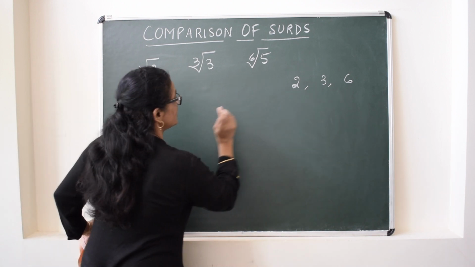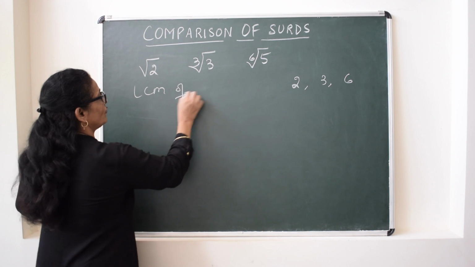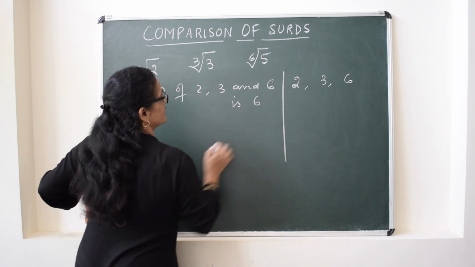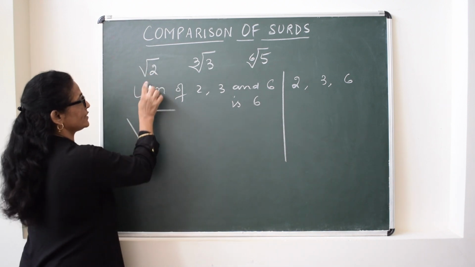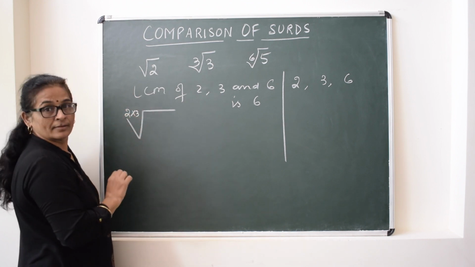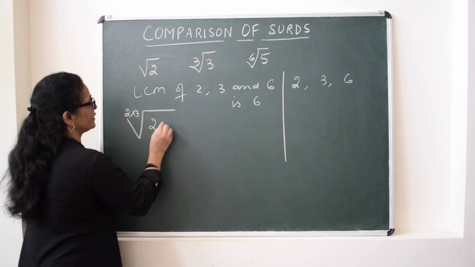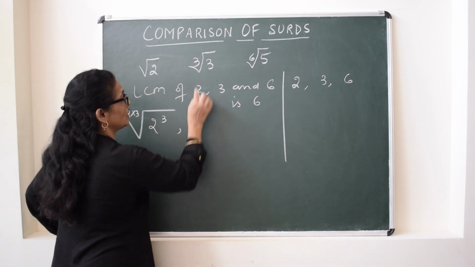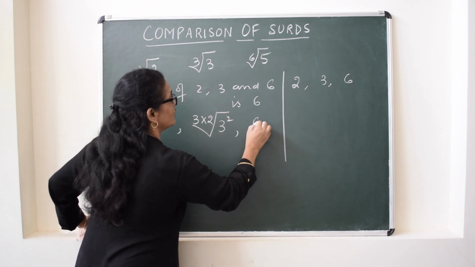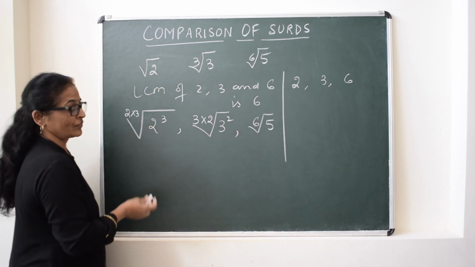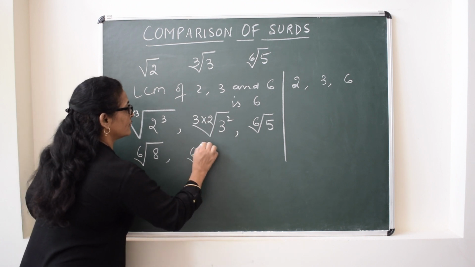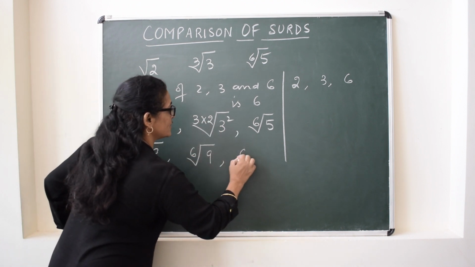So here the LCM is 6. So LCM of 2, 3 and 6 is 6. It means we will rewrite this under root 2. 2 is already there. So we have given 3. This 3 will go inside the radical sign with this 2. Then similarly 3 is already there. So this will go as 3 square, and last we will not change because the order is same. This will become 2 cube is 8, 3 square is 9, and this is as it is.